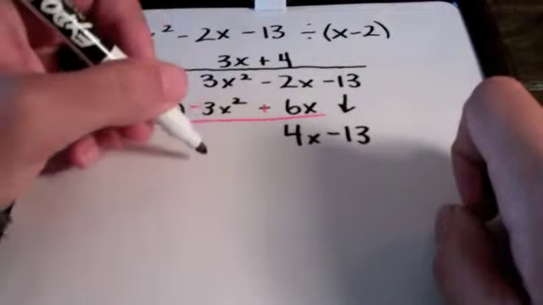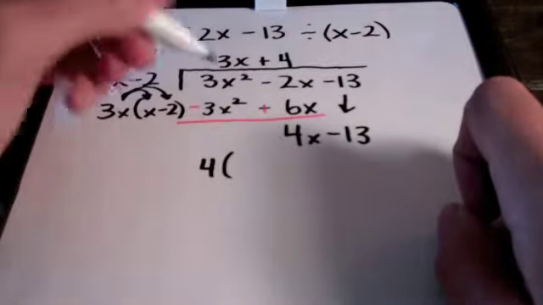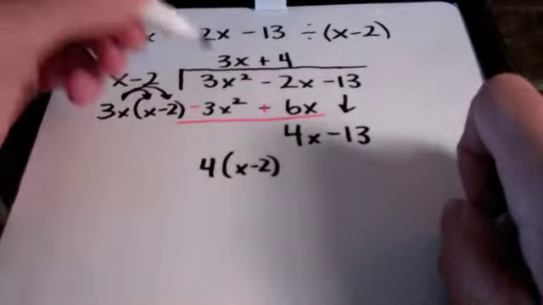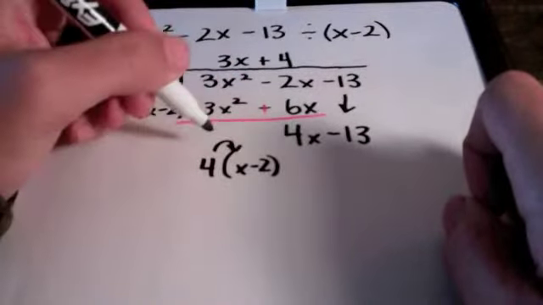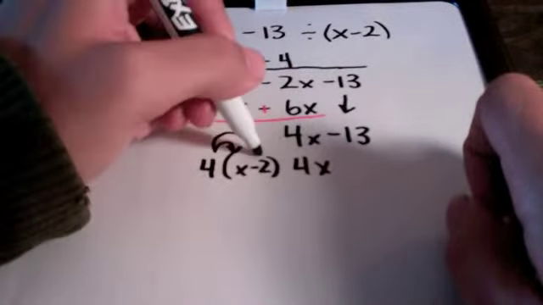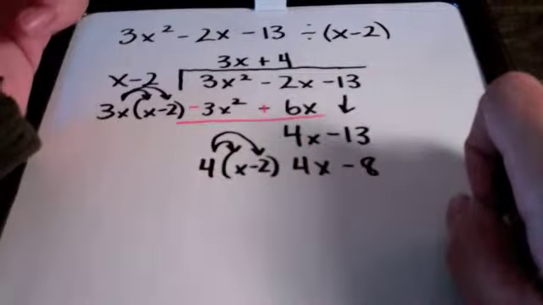And then again we bring the 4 that we put into the quotient down, and multiply it by the divisor, so x minus 2. Use the distributive property, so this is going to be 4x, and this piece is going to be minus 8.